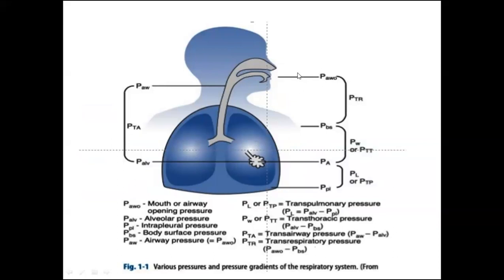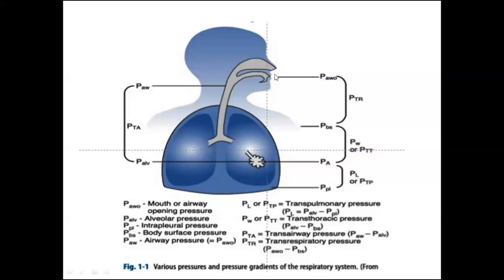This is the opening pressure of the airway, opening pressure, PAW, or mouth pressure. So this is the pressure at the starting of your respiratory tract, which is the pressure needed to push the air into the alveoli.